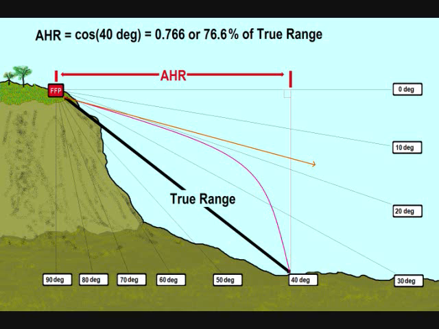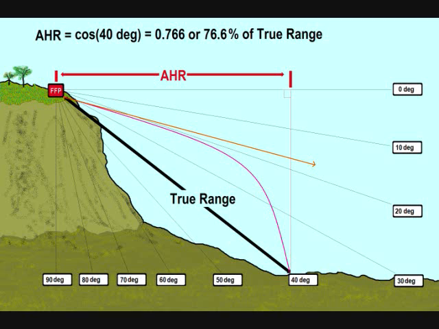So you're going to be adjusting your bullet drop for the effects of gravity according to your actual horizontal range, which is going to be shorter than your true range. But all your atmospheric effects, such as wind, changes due to barometric pressure or ambient air temperature, those effects you're going to want to correct according to your true range.